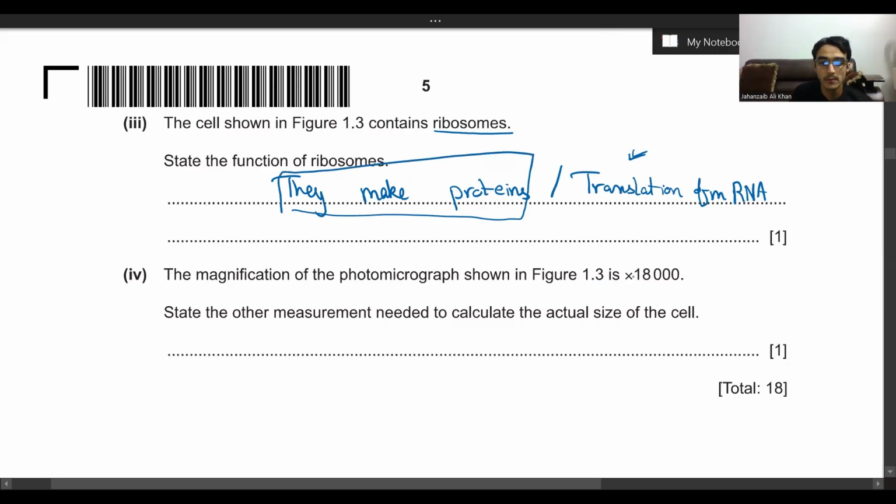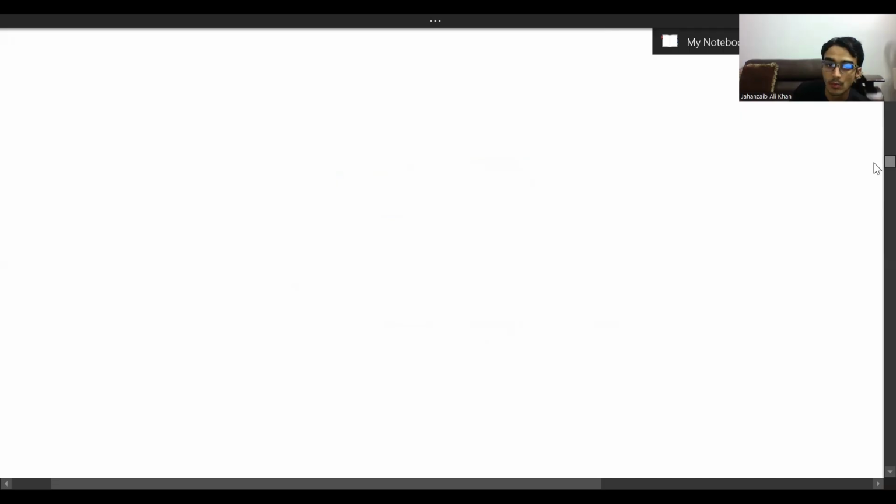Magnification of the photomicrograph is 18,000. That's the other measurement needed to calculate the actual size. To calculate the actual size, you need to know the image size, divided by magnification would be the actual size. And we're done with question 1. That was fast.